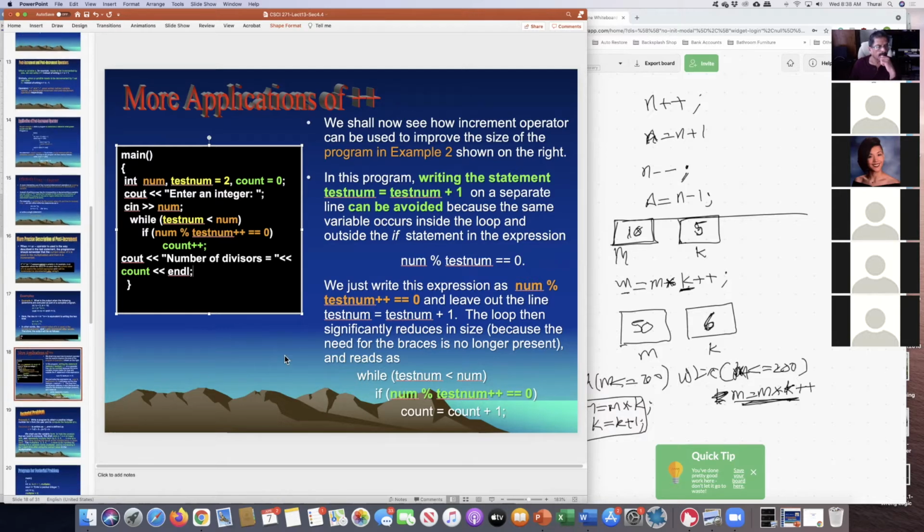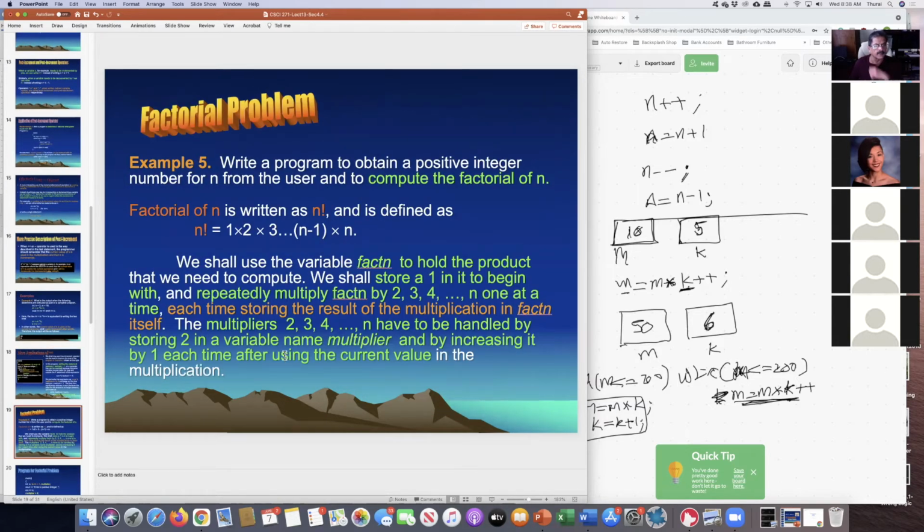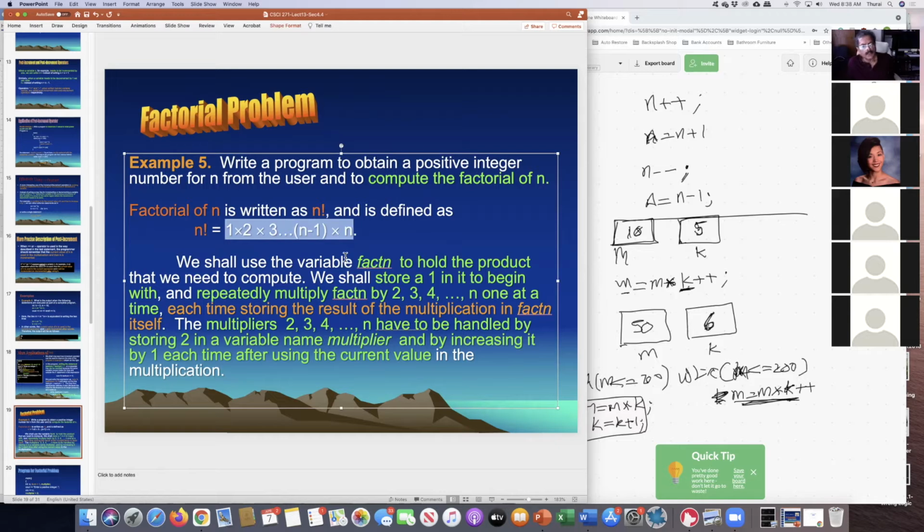All right, so let's see some more examples. Write a program to obtain positive integer number n from the user and compute the factorial of n. The factorial of n is written as n with the exclamation behind it in math. The meaning of that is multiply all the numbers from n down to 1. So 1, 2, 3, all the way up to n. This product is what factorial n is. So we need to write a program that will find factorial of any number entered by the user.